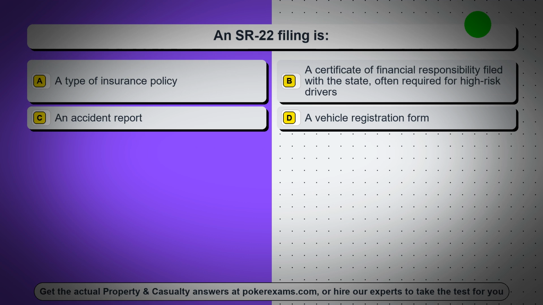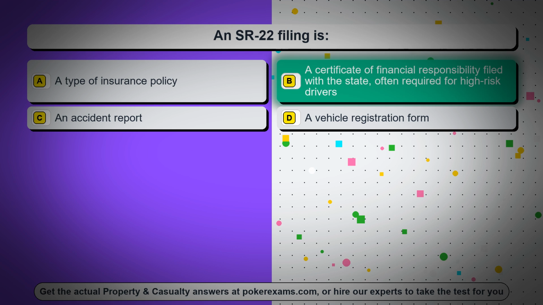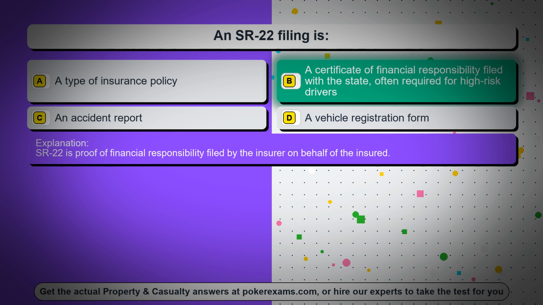Question 69. An SR-22 filing is, option A, a type of insurance policy, option B, a certificate of financial responsibility filed with the state, often required for high-risk drivers, option C, an accident report, option D, a vehicle registration form. The correct answer is option B, a certificate of financial responsibility filed with the state, often required for high-risk drivers. SR-22 is proof of financial responsibility filed by the insurer on behalf of the insured.